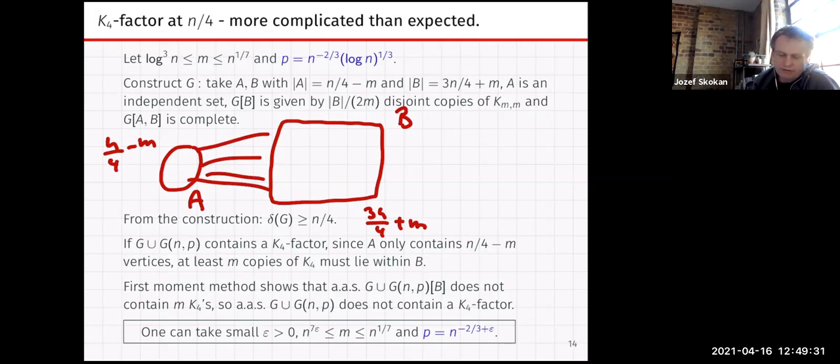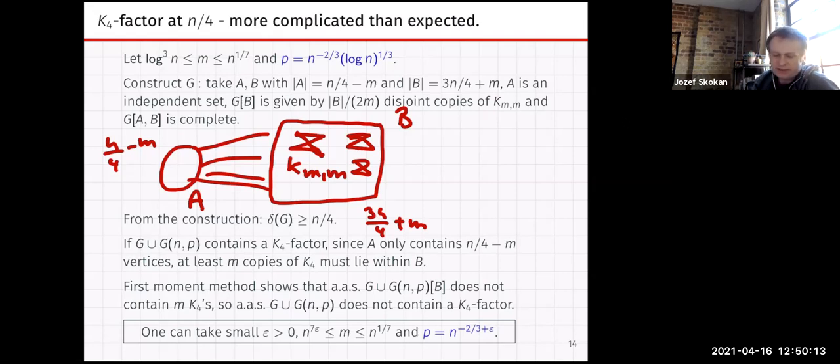And what you do inside here, you cover it by copies of the complete balanced bipartite graph K_{m,m}. I put there C4 or K_{2,2}, but imagine that it's K_{m,m}, and it's covering this set B. Does it make sense? Right. So you divide B into sets of size 2m, and on each such set of size 2m, you put a copy of K_{m,m}, a complete bipartite graph. So this will be my G.